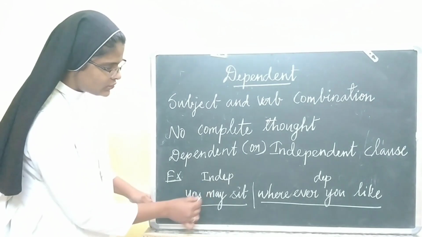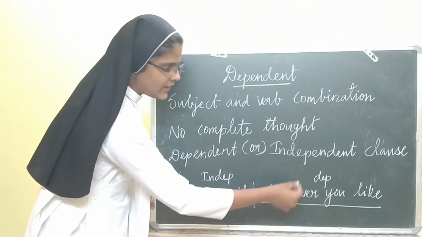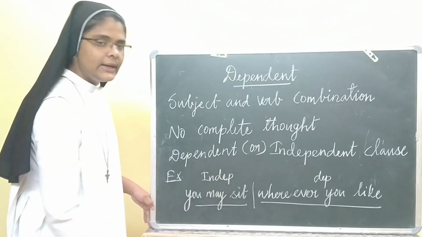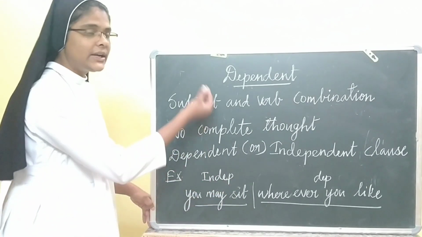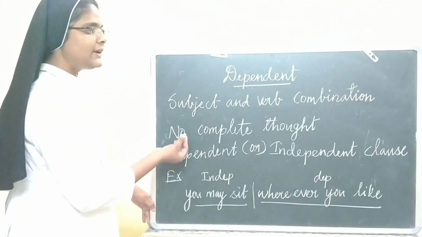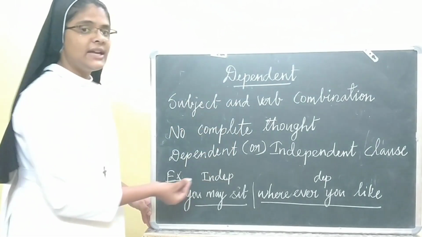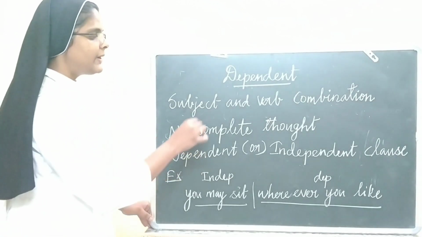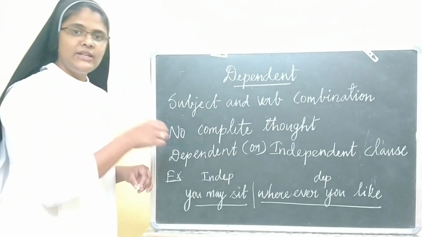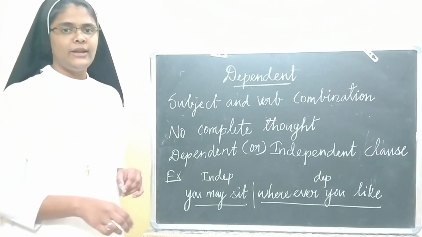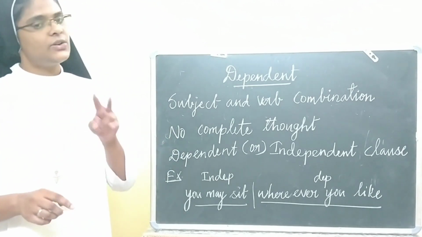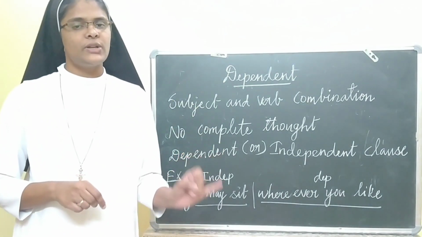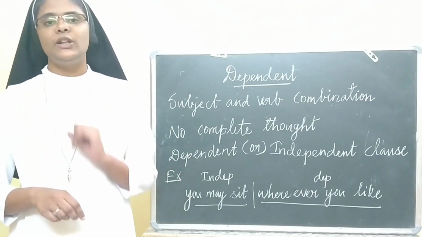Now you see, you may sit wherever you like. Now it is giving a meaning with the help of a dependent clause. So what is a dependent clause? A dependent clause has a subject and verb combination, no complete thought. A dependent or independent clause is needed to give a full meaning. Now what have we seen? We have seen the two types of clauses: the independent clause and the dependent clause.